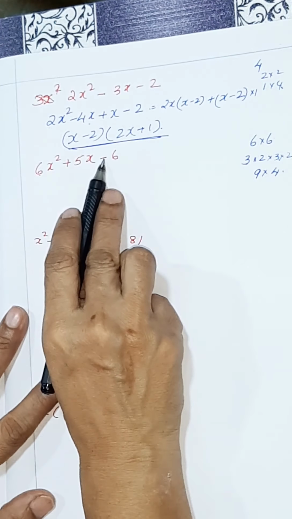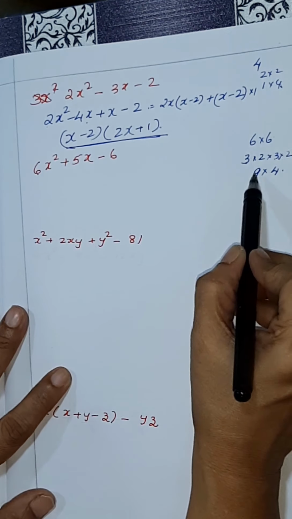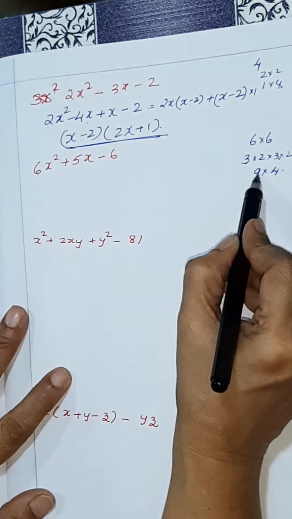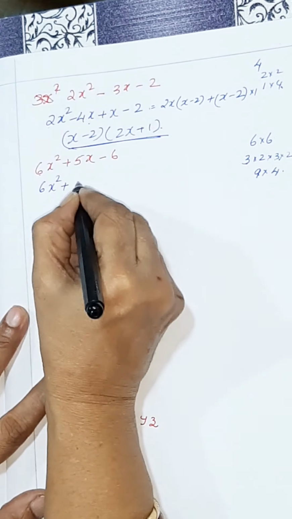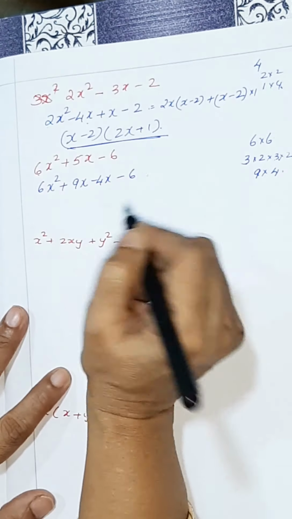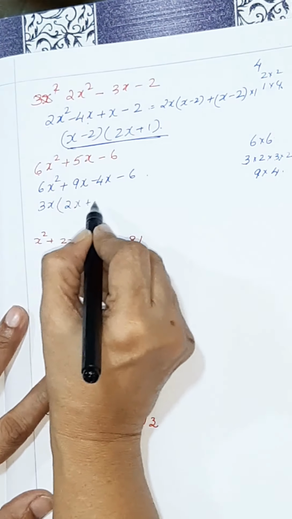So here your answer is negative. Again, one of your factors has to be negative. So here this is positive, so the bigger number will be positive. So 6x squared plus 9x minus 4x minus 6. So here you will take 3x as the common factor, 2x plus 3.